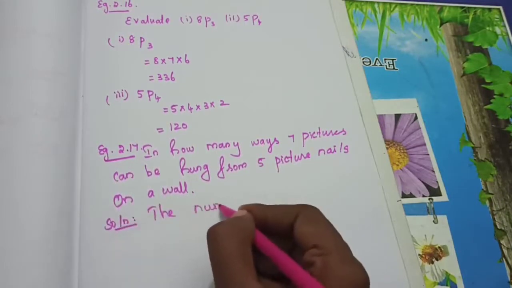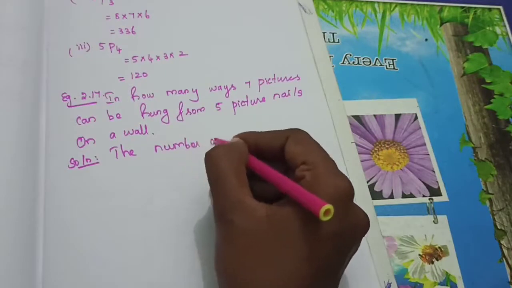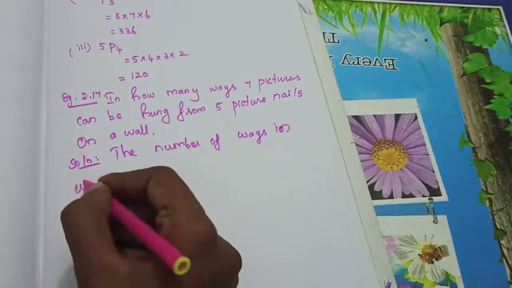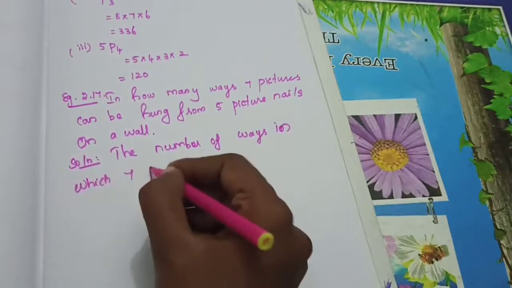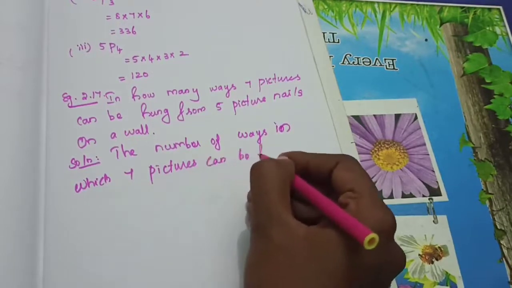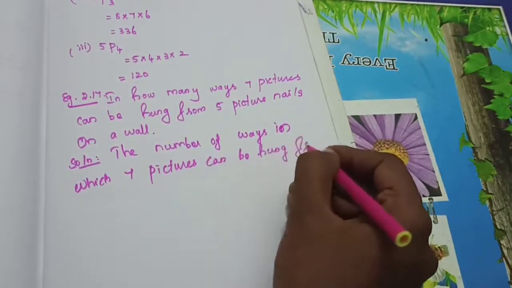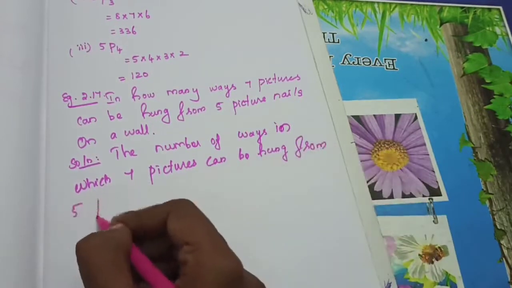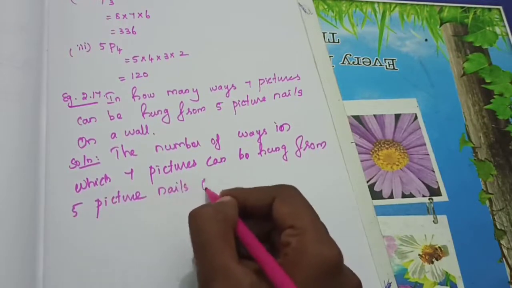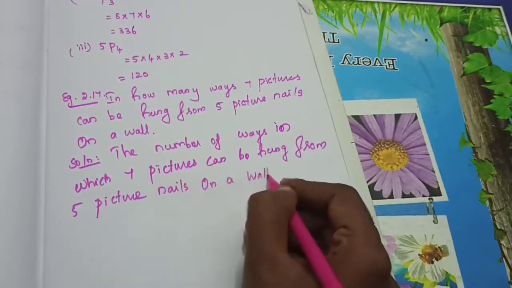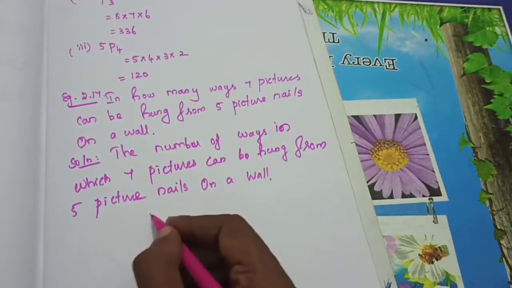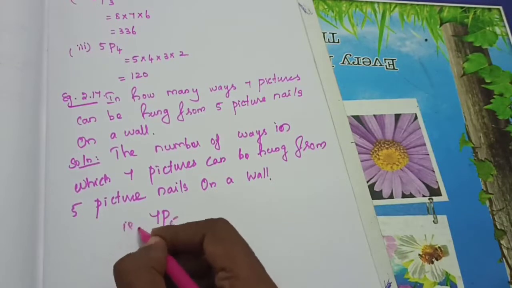The number of ways in which 7 pictures can be hung from 5 picture nails on a wall is nothing but the permutation of 7 things taken 5 at a time. Okay, that is 7P5.